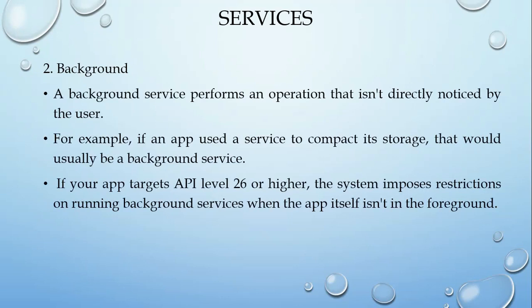So most of you would have seen this when you're using web.whatsapp or when you're using an app which requires the location of your phone, there'll be a notification saying this app is utilizing your location right now. Okay, so there is a small restriction kept. System imposes restrictions on running background services when the app itself isn't in the foreground. When the app itself is not there anywhere in the memory, but your service is running in the background without notifying the user, API level 26 and higher, there is a restriction. It's not possible.